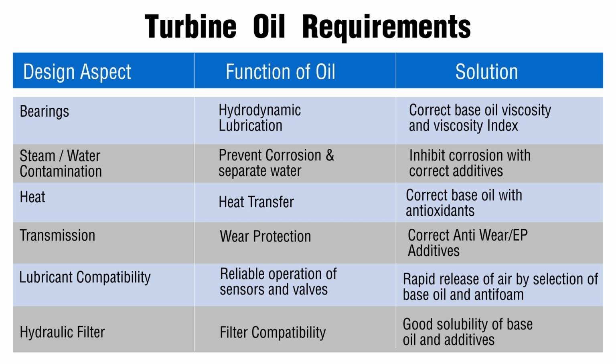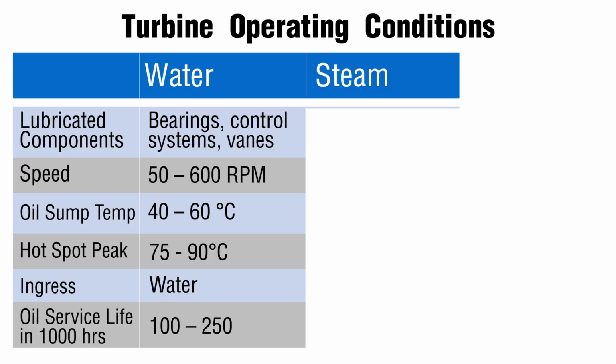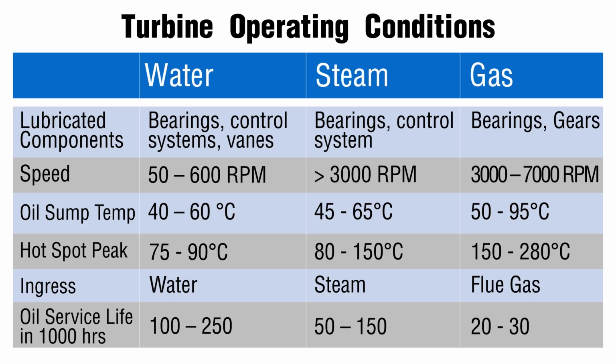There exists a need to have anti-rust additives to protect turbine systems from rust in case of water and steam ingression in hydro turbines and steam turbines. The hydro turbine and steam turbine should also have ability to separate water and steam to ensure trouble-free operation. The turbine oil should also release air quickly and not cause foaming to ensure smooth operation. Adequate amount of antioxidants should be present in the oil to resist oxidation in steam and gas turbines.